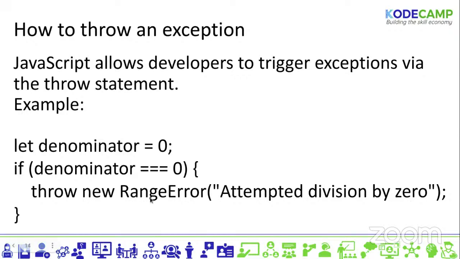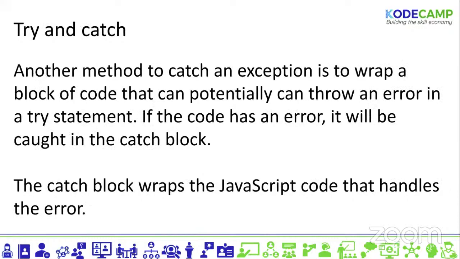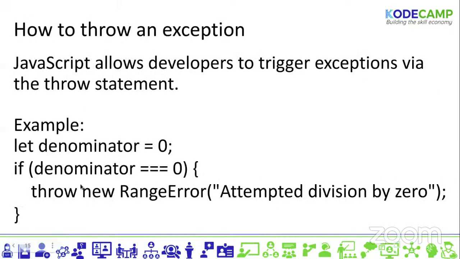So here we are creating a range error, and then we are passing a message for that range error. If you run this code, and of course it's true that the denominator is equal to 0, you're going to see that the message is going to be "attempted division by 0", and the name of the error is actually going to be RangeError. Okay, so that's how you can throw an error.